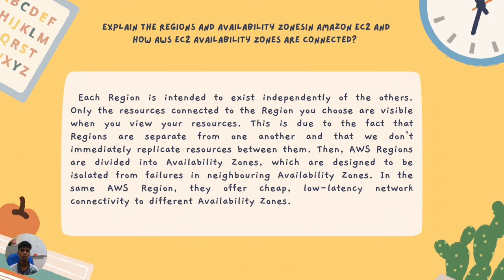This is due to the fact that regions are separate from one another and that we don't immediately replicate resources between them. Then AWS regions are divided into availability zones, which are designed to be isolated from failures in neighboring availability zones. In the same AWS region, they offer cheap, low-latency network connectivity to different availability zones.